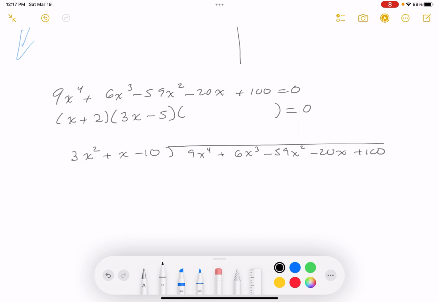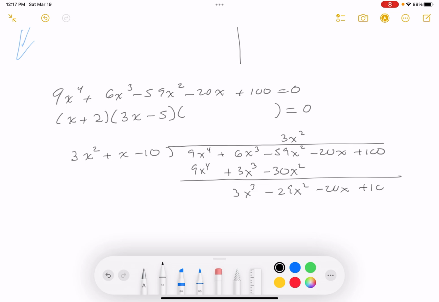So I'm going to say 3x squared. And what they give you, 9x^4, and then you can get what? Plus 3x cubed minus 30x squared. Subtract. You get 3x cubed, then you're going to get minus 29x squared minus 20x plus 100.